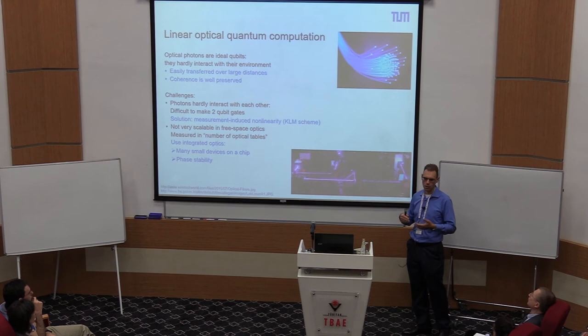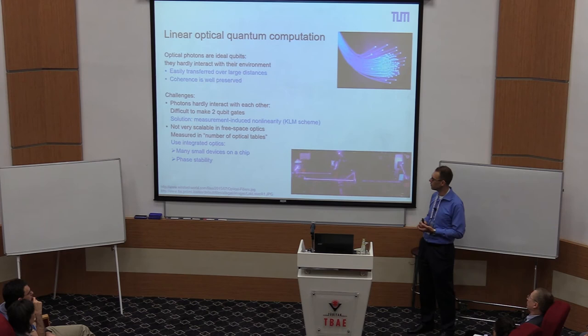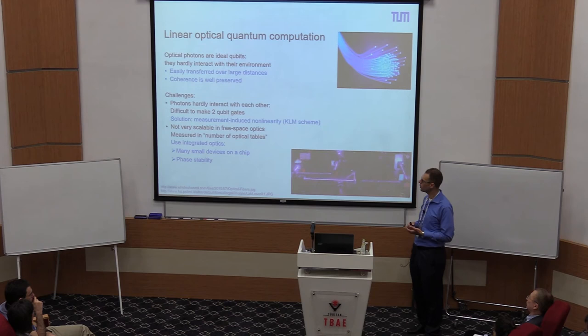However, as you know, not everyone is working on linear optics quantum computing. There's also a lot of other techniques that people use, and that's because there's also a number of challenges with this approach. In particular, photons not only hardly interact with their environment, they also hardly interact with each other. And this makes it very difficult to make two qubit gates. But fortunately, there's a solution for that.